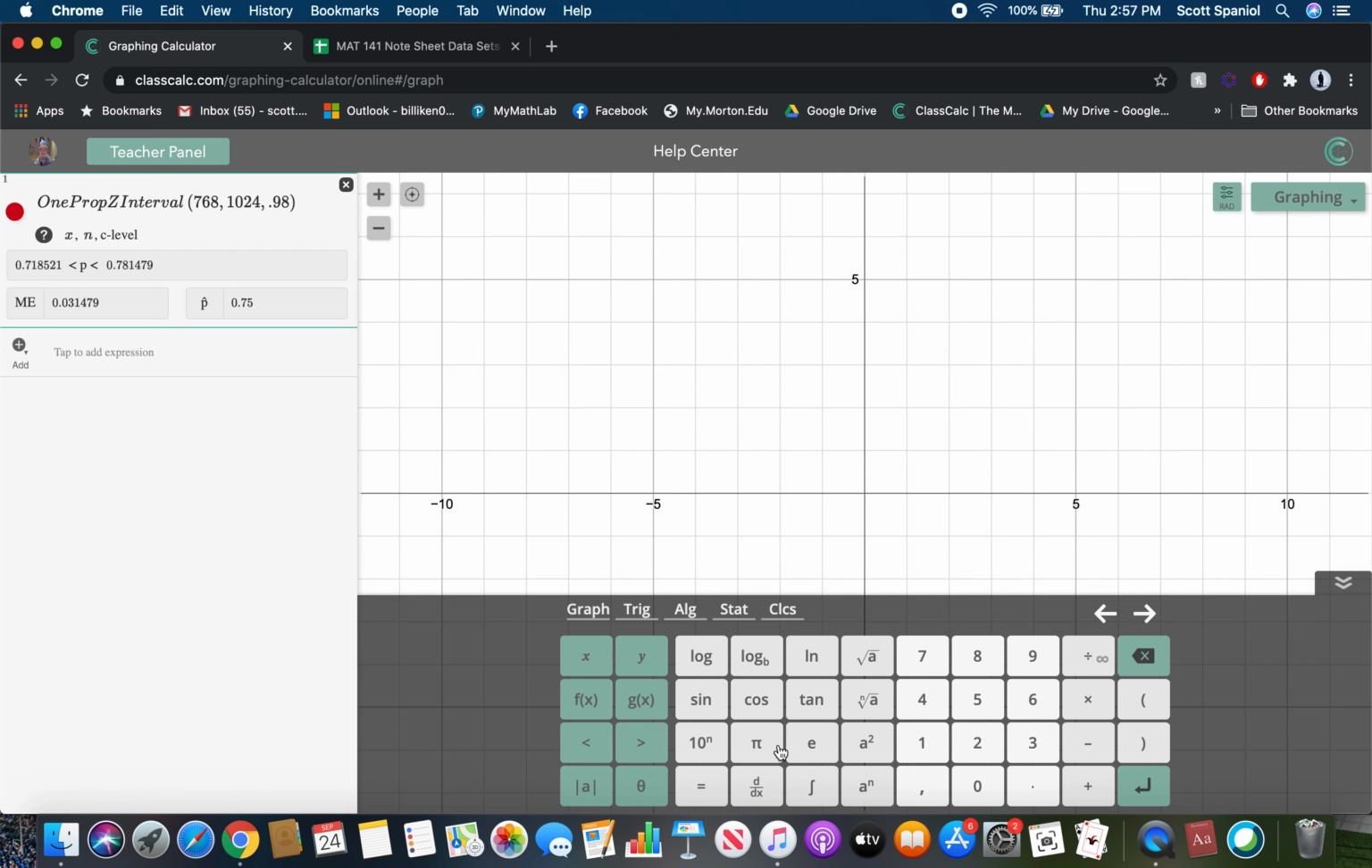Okay, so that gives us a confidence interval of 0.719 to 0.781. Okay, so that's a point estimate of 75%. If I want to write it as the point estimate plus or minus the margin of error, plus or minus 3.1%.